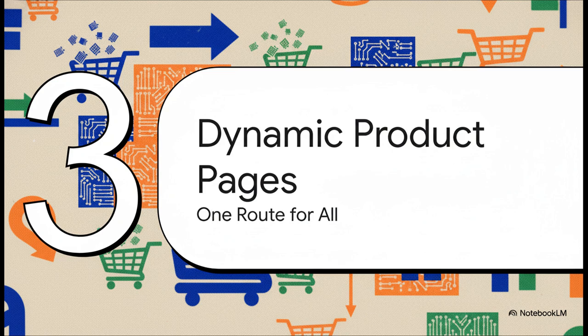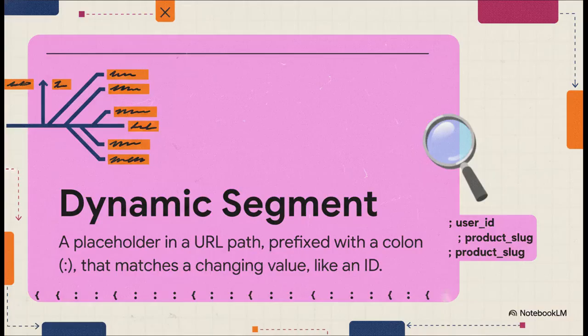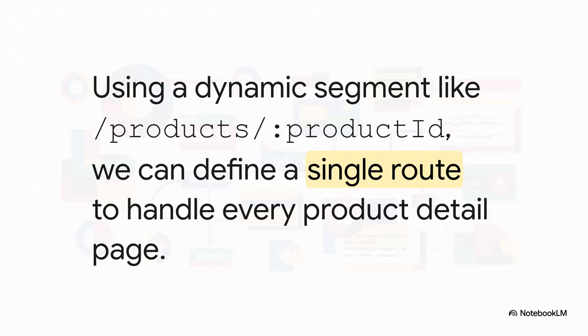So we've got our main pages working. Great. But our store has thousands of unique products. We obviously can't write a separate route for every single one. That would be insane. This is the perfect job for dynamic routing. So, what's the trick? It's this thing called a dynamic segment. And it all comes down to that little colon. The colon is the key. It transforms a static path into a flexible pattern. Now, /products/:productId can match /products/123 or /products/cool-blue-shirt, anything. And with this one line, we've set up the rule for every single product page.